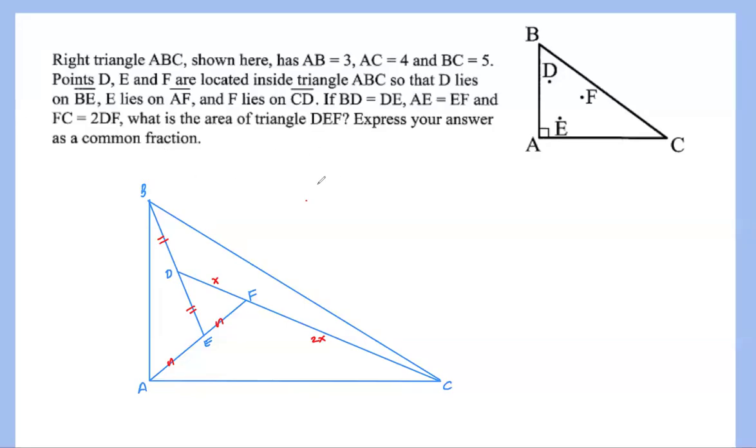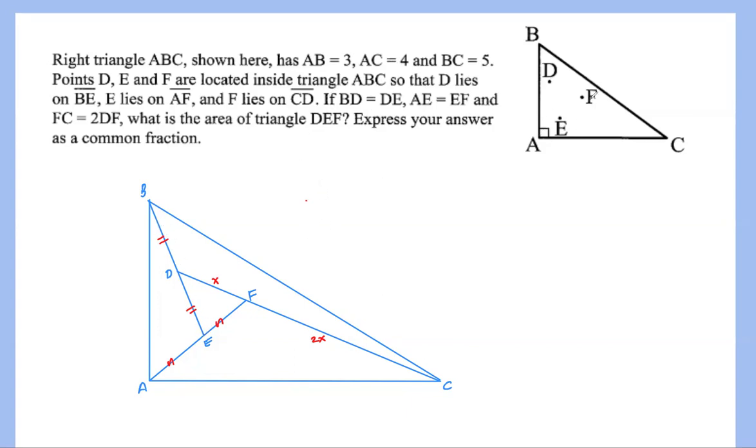Okay, so this is number 27 on the 2019 sprint test. We are given a right triangle 3, 4, 5, and then there are some points inside in a way that D lies on BE. Which means if you connect B and E, D will be on that line, which is why I just extend this way so we can get that.